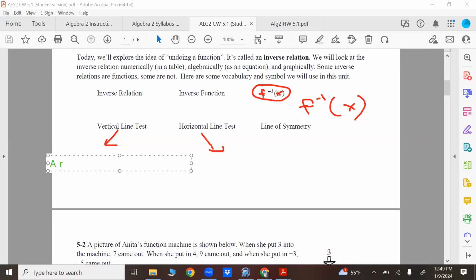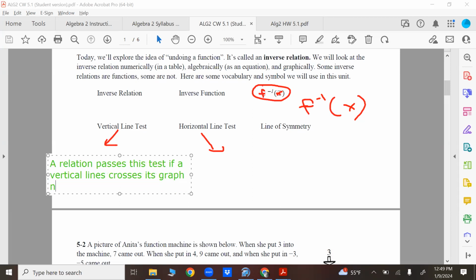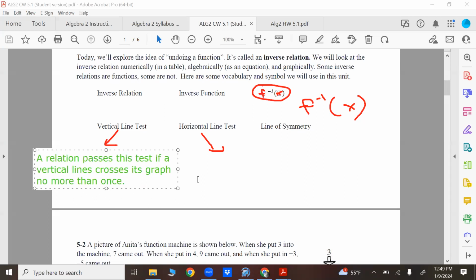So a relation passes this test if a vertical line crosses its graph no more than once. And the key phrase is vertical line. So a good example would be something like this here.